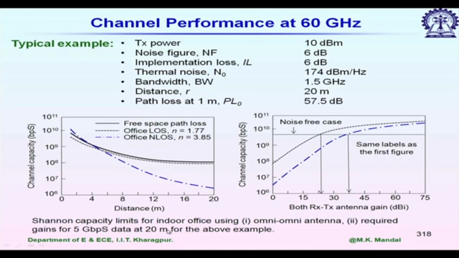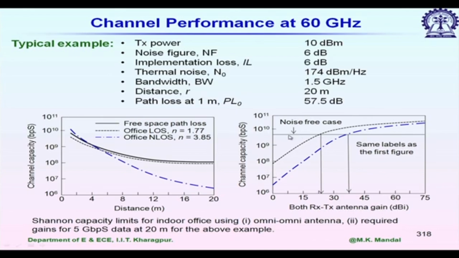Then for the SNR, I consider the specifications given above, the only thing is that we will change the receive and transmit antenna gain, and we are assuming the receive and transmit antennas have the same gain value. If we need to maintain this 5 Gbps data rate at 20 meter, we have to maintain the transmitter and receiver gain value, the typical gain value given by these curves. For example, let us say n equal to 1.77, this black dotted line.